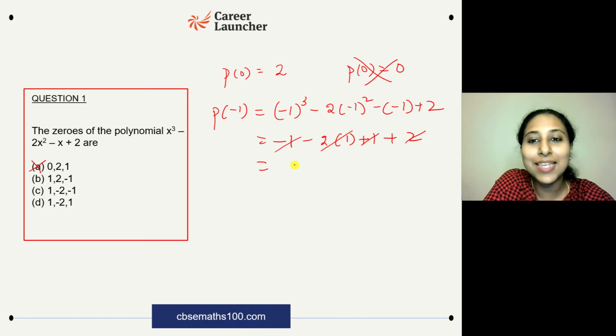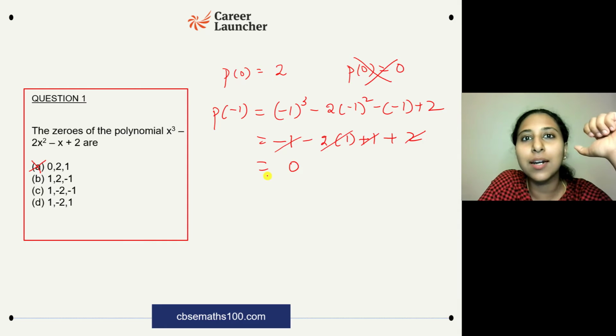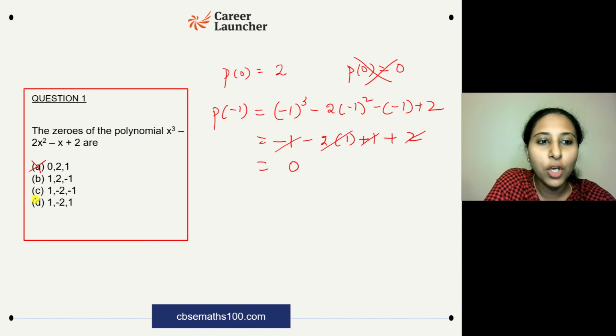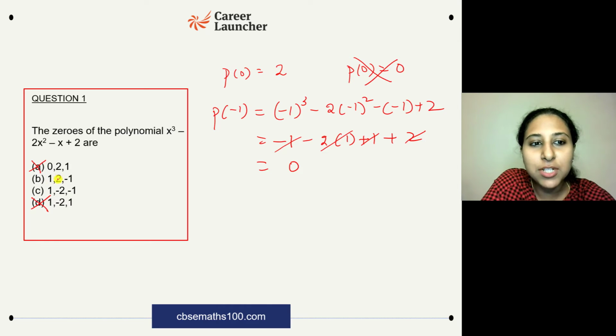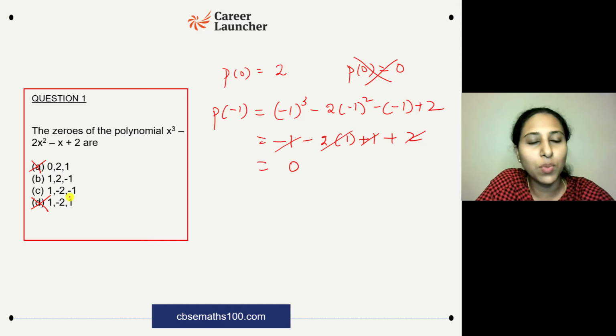Minus 2 plus 2 would cancel. The answer would be 0. So this means minus 1 is surely a 0 of this polynomial. You can cancel off this option. You are now left with the options 1, 2, minus 1 and 1, minus 2, minus 1.